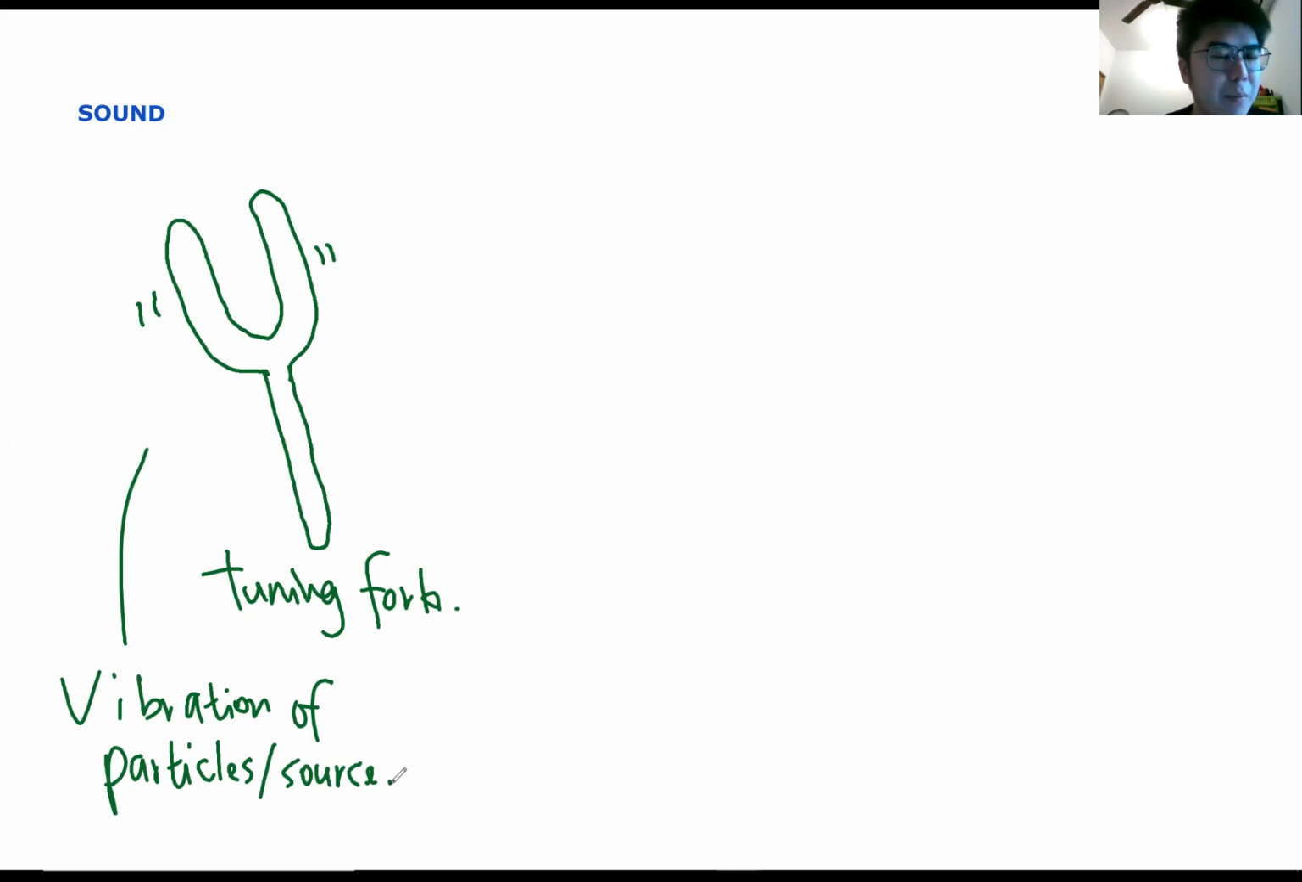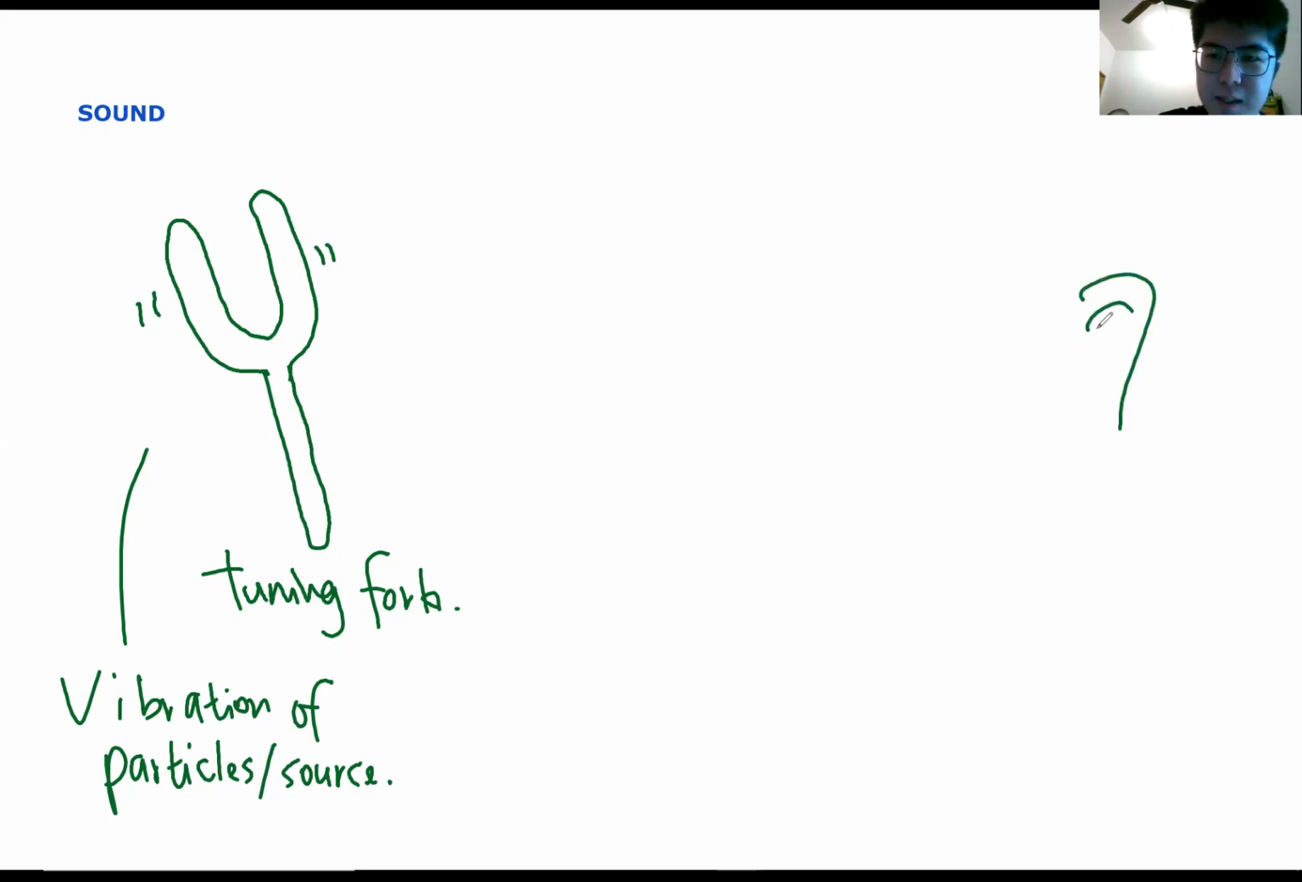Now you know particles, right? Particles are tiny; every object is made of particles. So it starts from vibration. Vibration produces sound. And how does sound transmit? How is the sound transmitted to our ear?